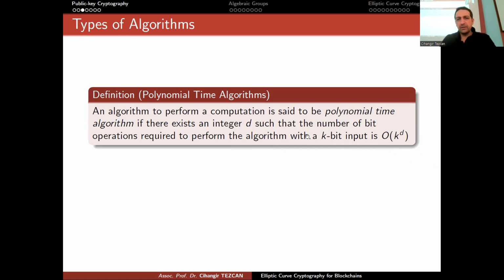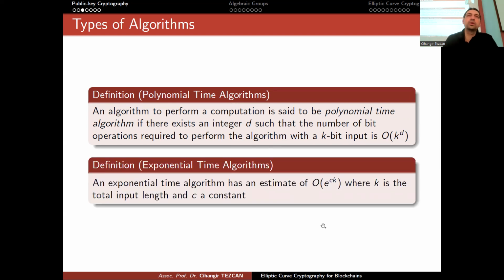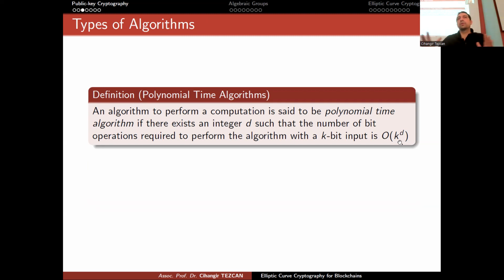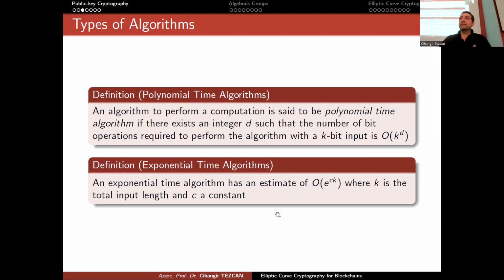So we call it a polynomial because it is the integer power of some number here, right? Some value here. So we consider polynomial time algorithms as fast because there are a lot slower algorithms like exponential time algorithms. So this means that if the input size of your algorithm increases, your complexity increases in a polynomial way. But if it is an exponential time algorithm, depending on the size of the input, your work is increased exponentially, right?